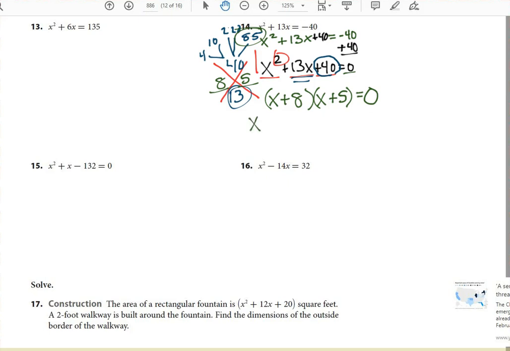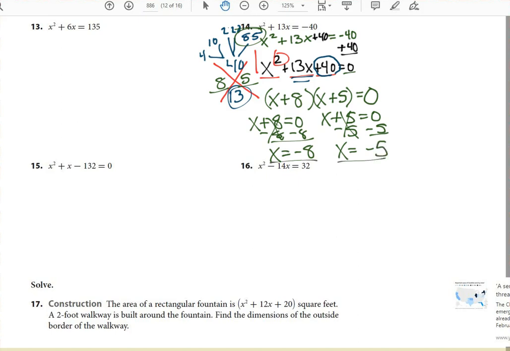So from here, what we're going to use is the zero product property that says if x plus 8 times x plus 5 is equal to 0, then either x plus 8 must equal 0 or x plus 5 must equal 0. And then we can solve each one of these for x. And so I get either a value for x of negative 8 or x can have a value of negative 5. And if x takes on either one of those values, then that will solve the original equation of x squared plus 13x equals negative 40.